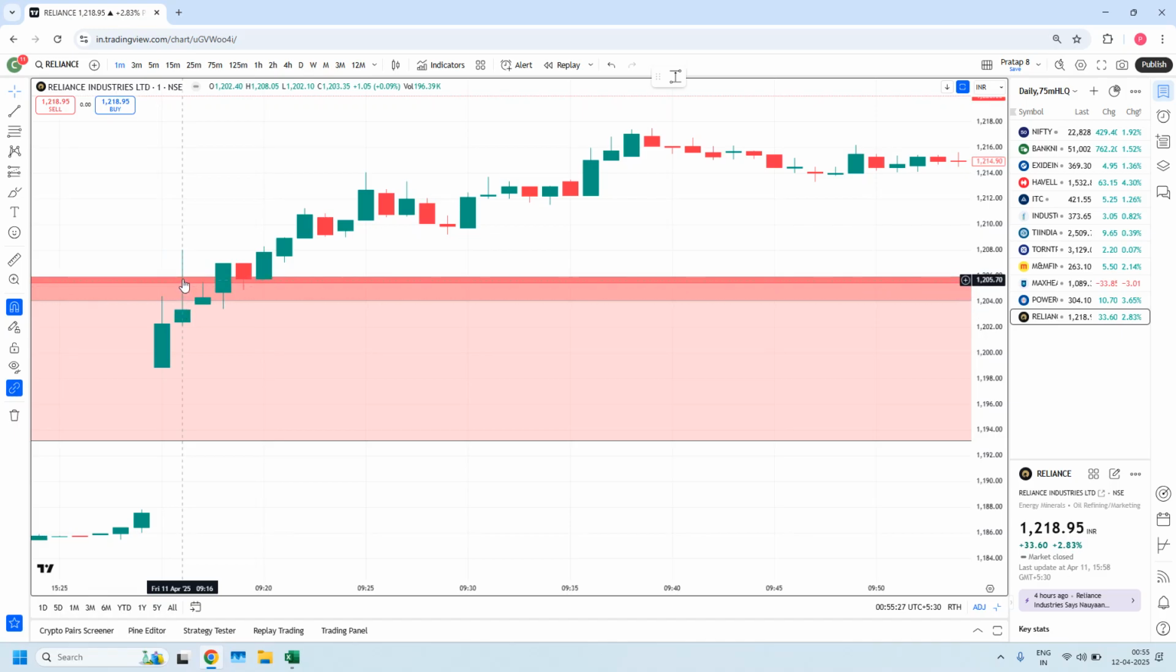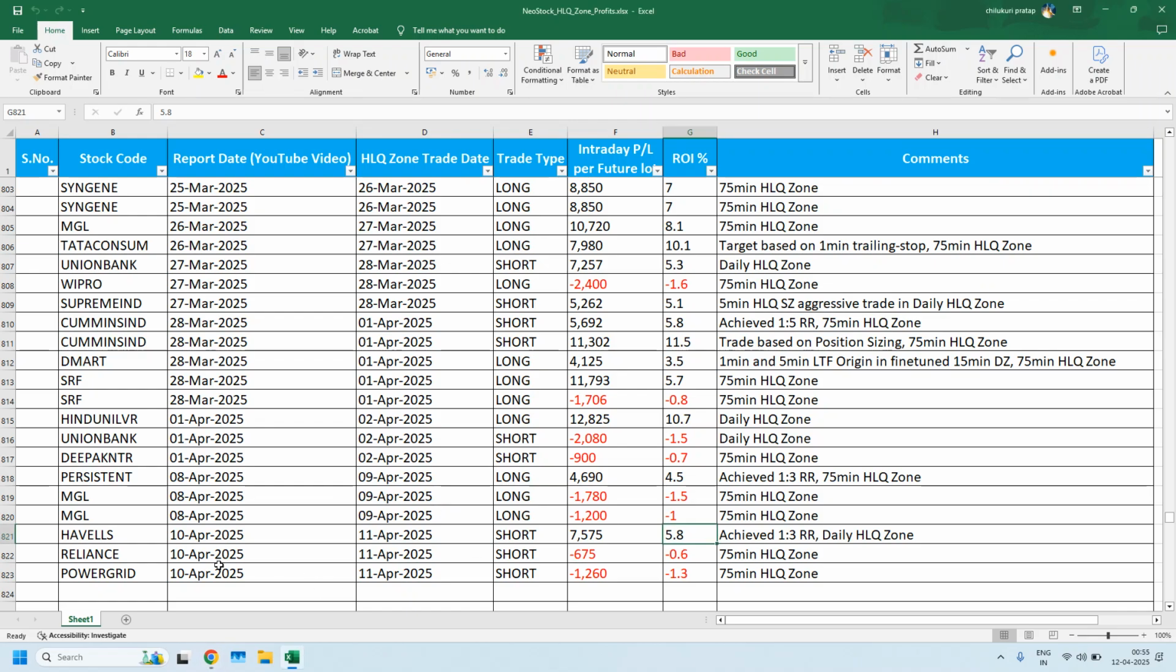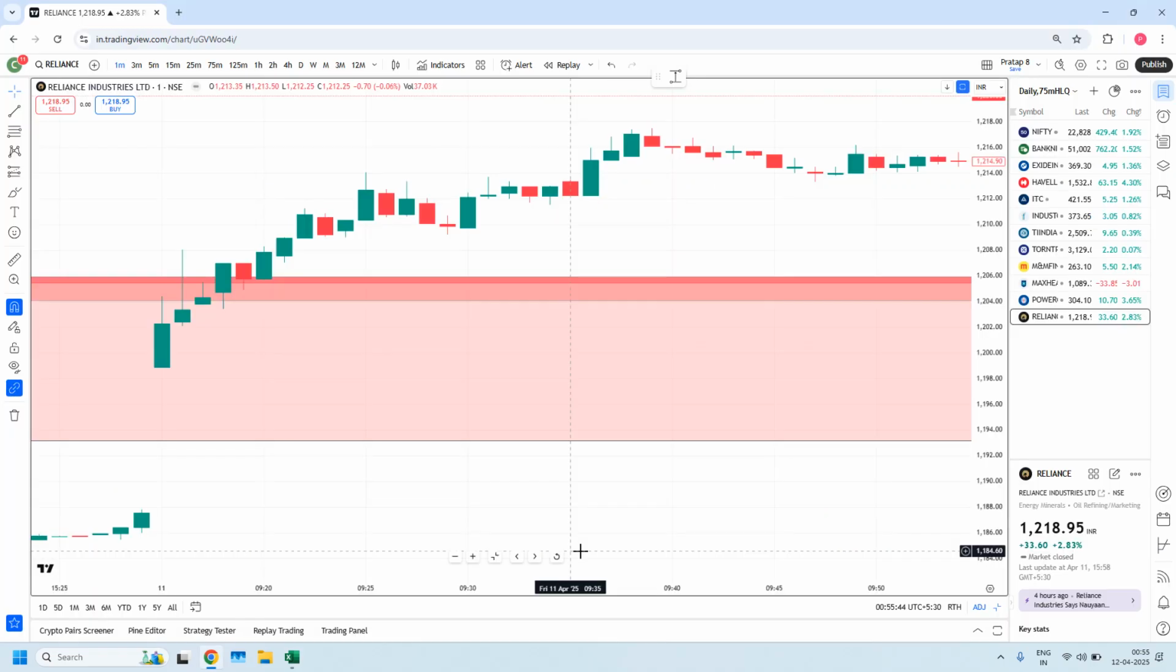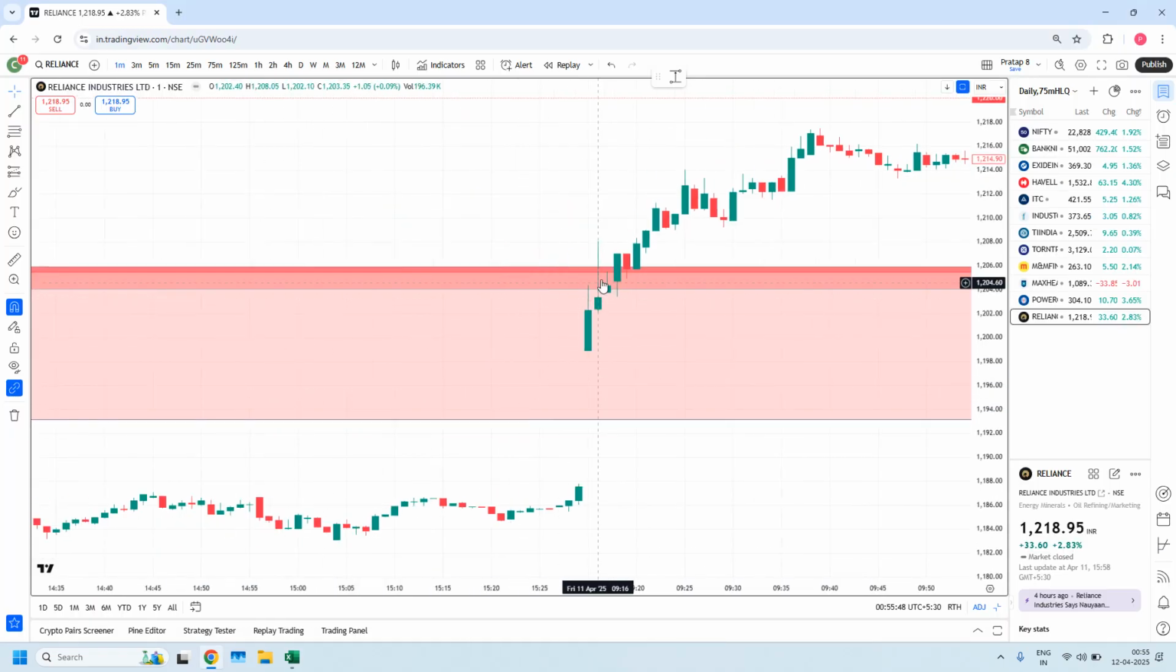Definitely you would have taken a trade here, and then with some stop buffer somewhere here, your trade is stopped out. So including the stop buffer, you got a loss in Reliance, 675 rupees loss, which is 0.6% negative ROI you would have got. Actually, first this is the trade that would have been executed, Reliance.